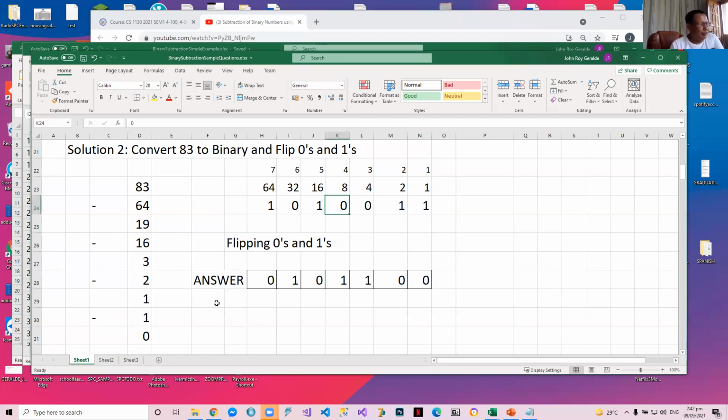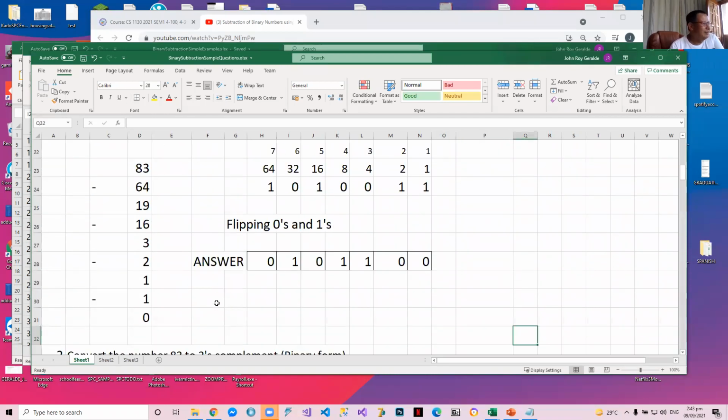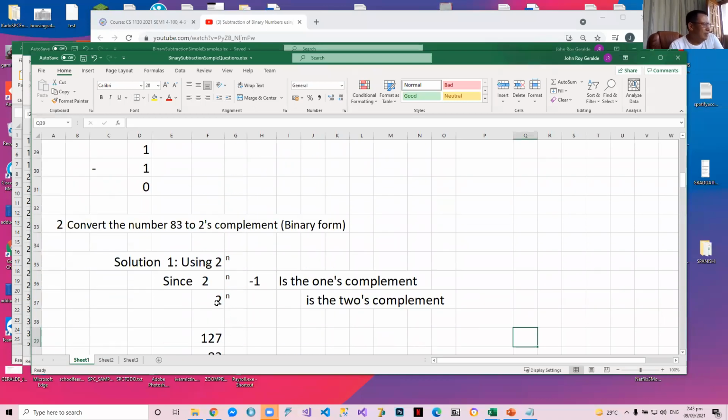You just say 64 plus 16 gives you 80. 80 plus 2 is 82. 80 plus 3, 83. Okay? You can flip the zeros and ones. So this becomes a 0. This becomes a 1, 0, 1, 1, 0, 0. So that's also 44. Take note, no? 44 din siya. Okay? Any questions so far?